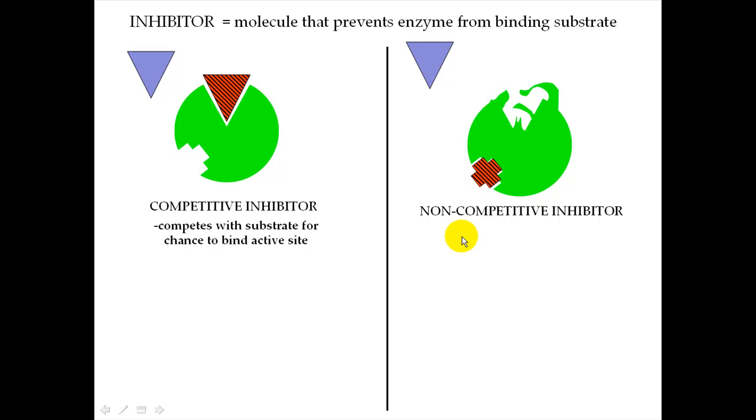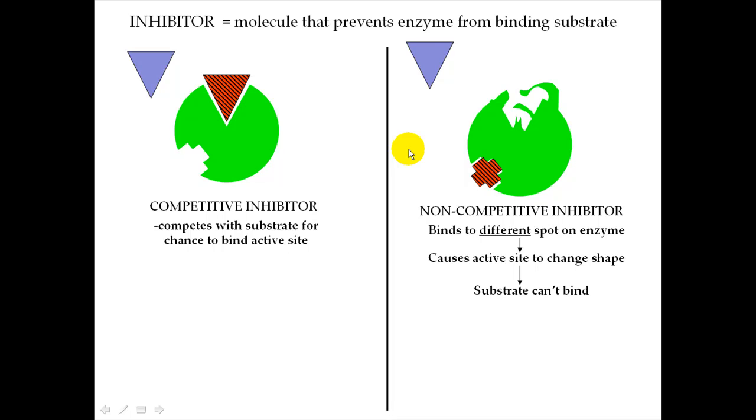Basically, it's not competing directly with the substrate for the same spot on the enzyme. It's binding somewhere else, so it's not really competing with it. So in words, a non-competitive inhibitor binds to a different spot on the enzyme versus the substrate. That causes the active site to change shape so that the substrate can no longer bind.